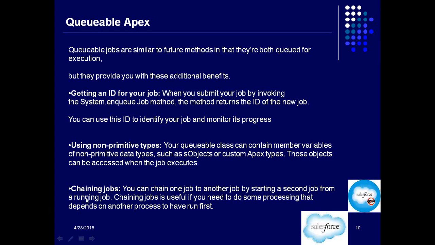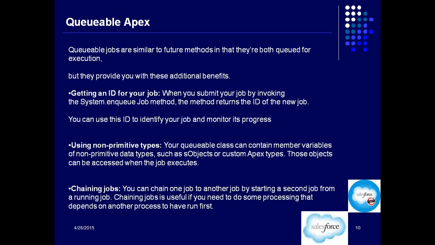Chaining jobs means you can chain one job to another job by starting a second job from a running job. Let's say there is a job 1 and then a job 2. Let's say job 1 is cleansing of the database, and job 2 is sending emails to some people. You can have a Queueable class for cleansing of the database. It goes and performs a search on all the records, finds them, and cleanses the database, updates the records and all that stuff. Now you want to make sure that the mails are being sent only when the database is clean, so you don't send any wrong information in your emails. So what you can do is chain the second job at the end of the first one. Chaining jobs is useful if you need to do some processing that depends on another process having run first. If you are depending on the first job before you can execute the second job, then this chaining of jobs will help.